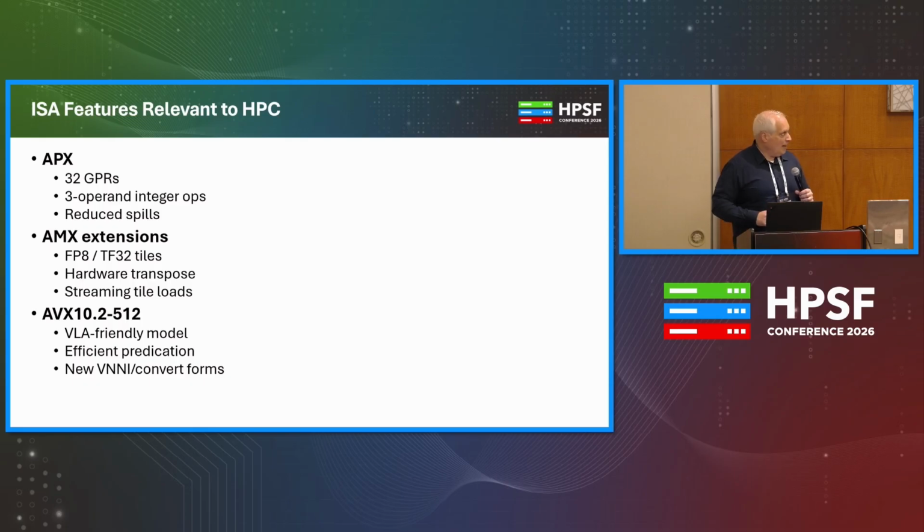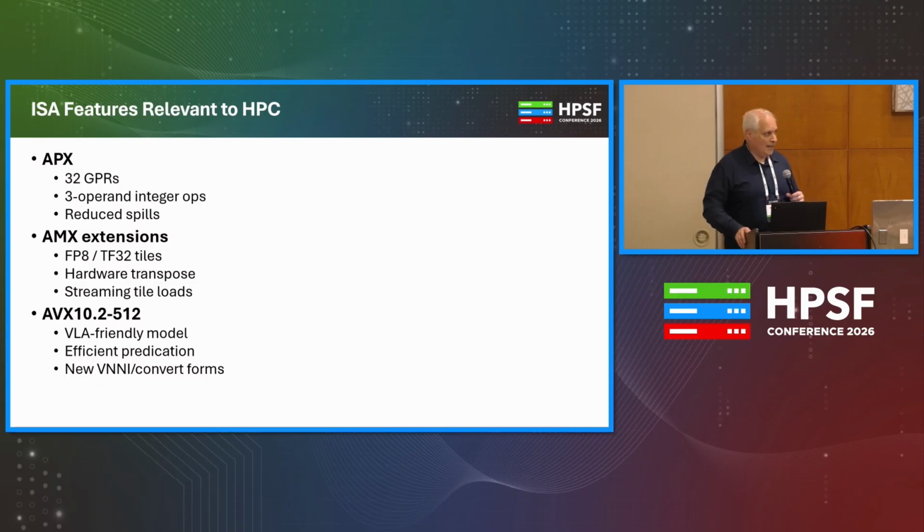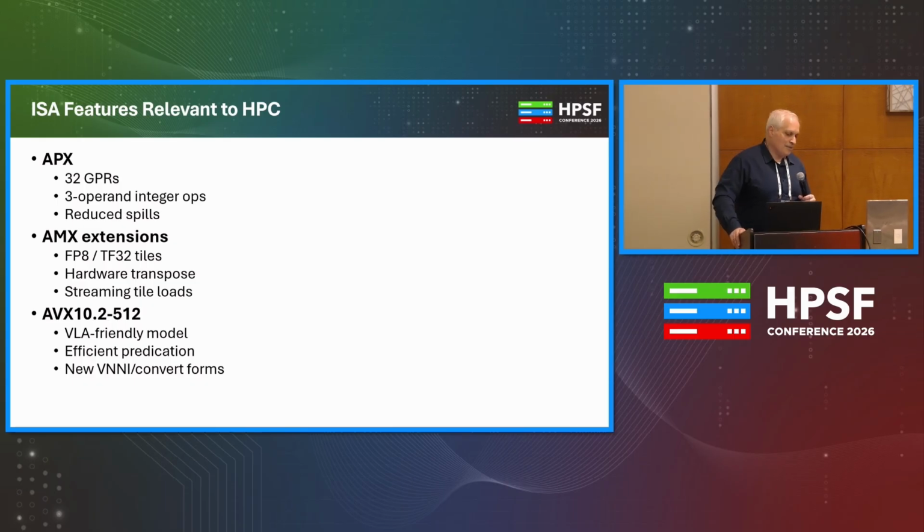We add FP8 and TF32 tiles support in AMX. Adding these additional data types does some pretty impressive things. From the HPC standpoint, we're talking about dot products or matrix multiplication, right, doing tiles.